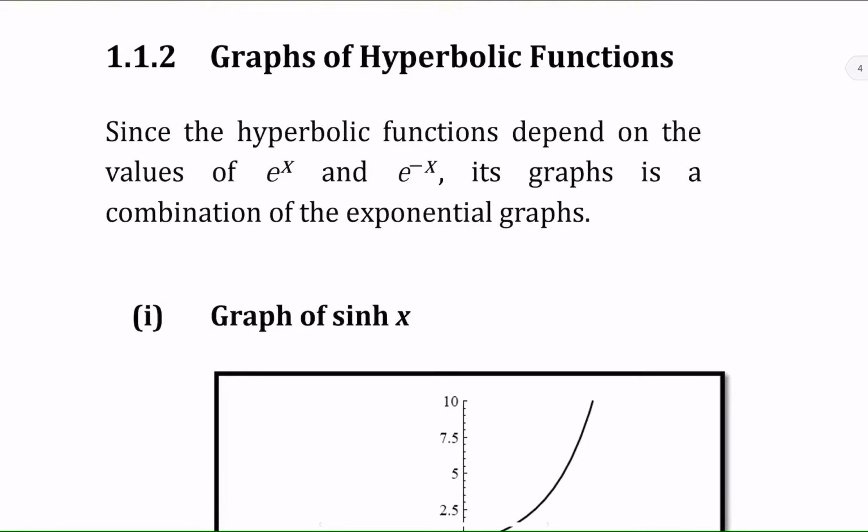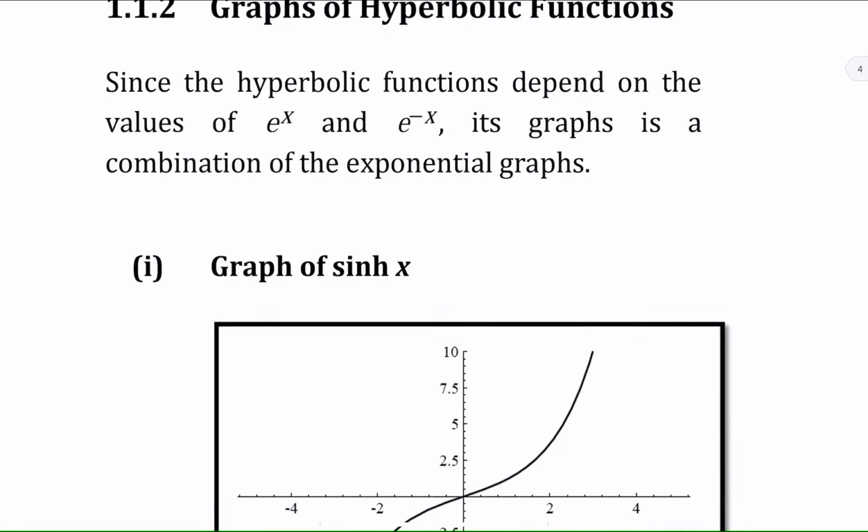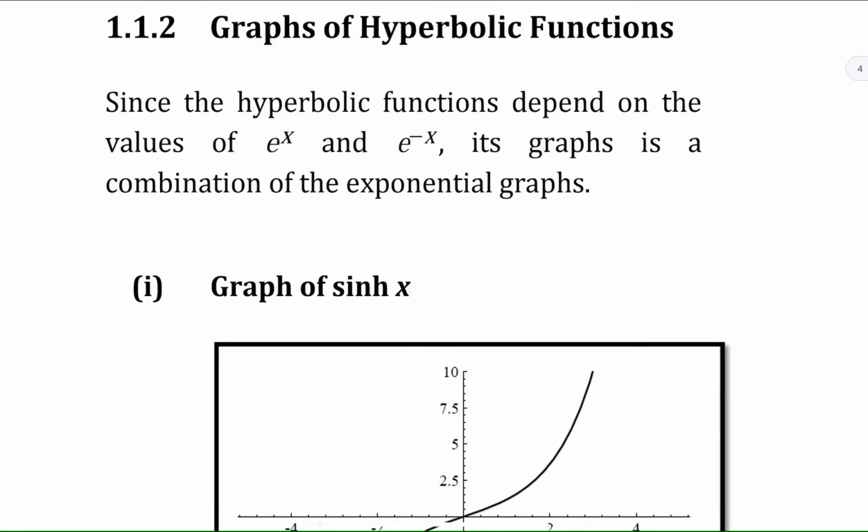Now let's look at the graph of the hyperbolic function. We already know the graph for the trigonometric function sine. Like sin x, this one is a trigonometric function. So sin x will be like this, and so on. For cos x, we have it like this.